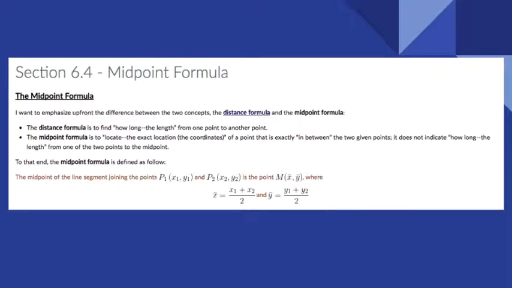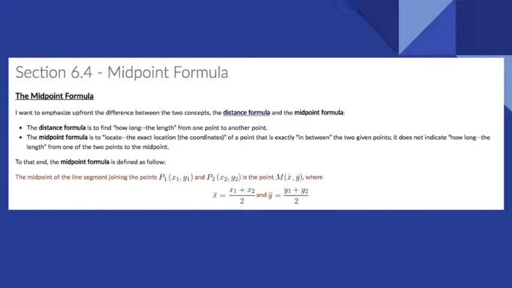Now, to distinguish the difference between the midpoint formula and the distance formula, remember this. A midpoint formula is to find a point, (x, y) form. A distance formula is to find a numerical measure, a length, a distance.